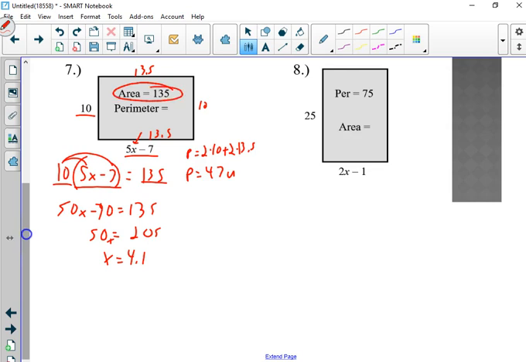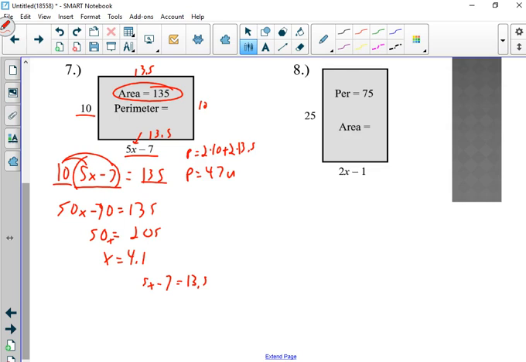The area is 10 times the side. So you could have done 135 divided by 10 to get 13.5. But to solve for x, you would still have to do 5x minus 7 equals 13.5, and you would have got 4.1. So just 2 different ways to solve the problem.